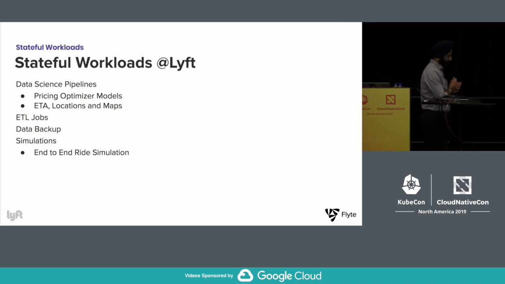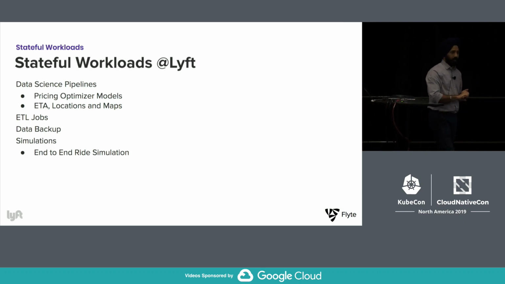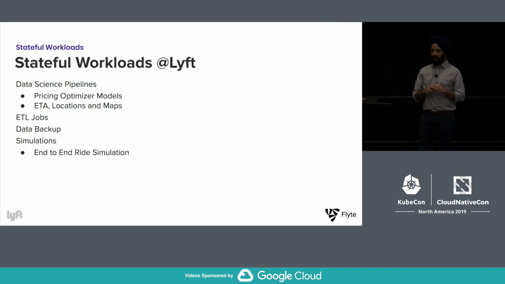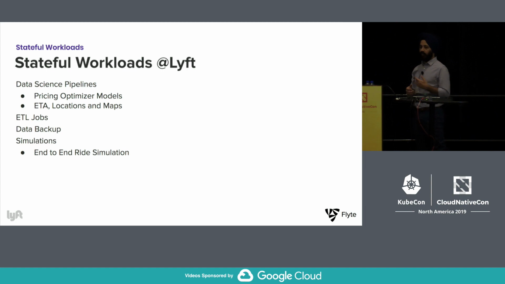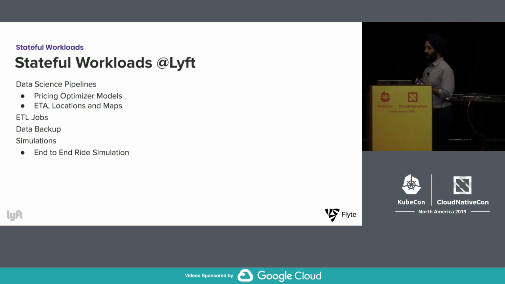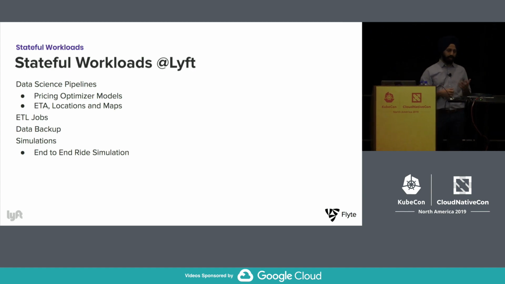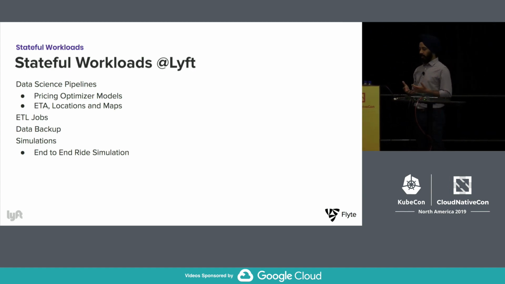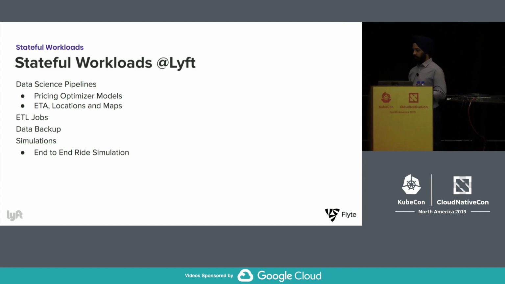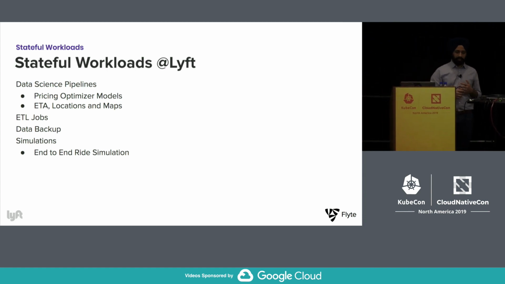And some examples from Lyft. As you know, by virtue of what we do, optimization is an important problem for us. To do well at it, we have machine learning models everywhere, for pricing, for ETA, for locations, for maps data. And some of these models are really complex. The platform was designed so that we can onboard all of these at the same time. So most of these models run on Flyte.